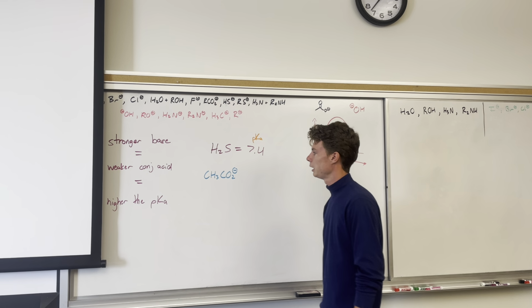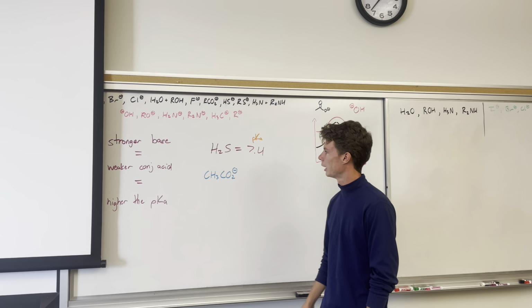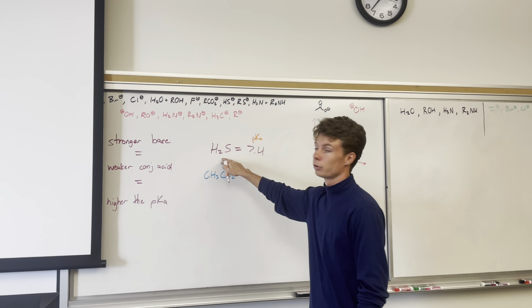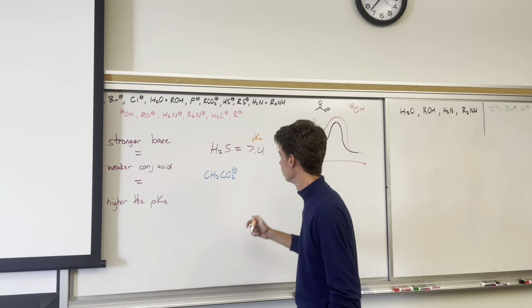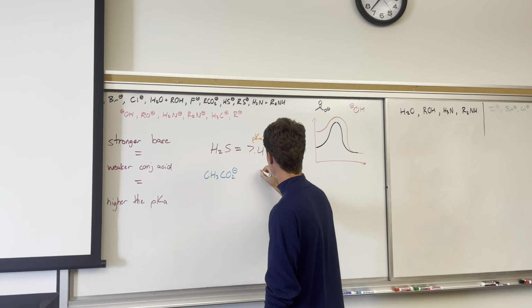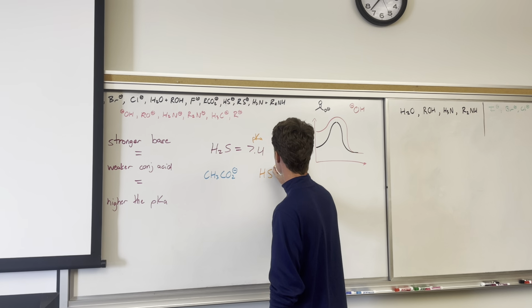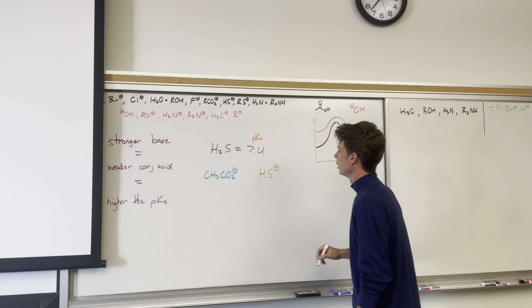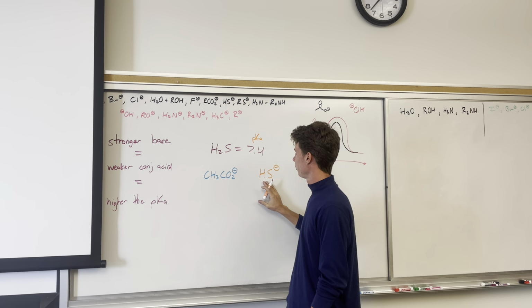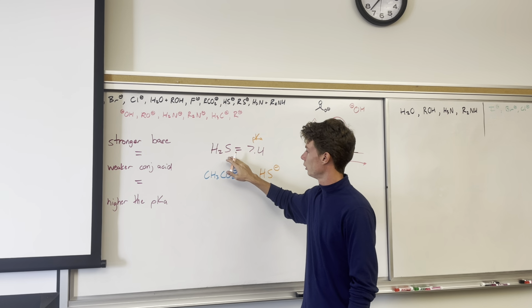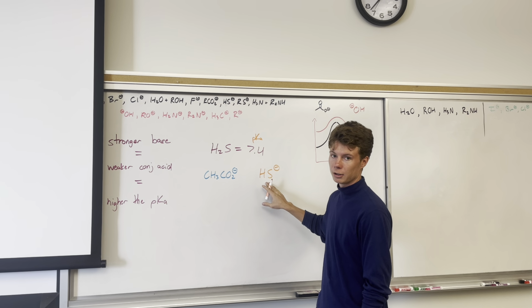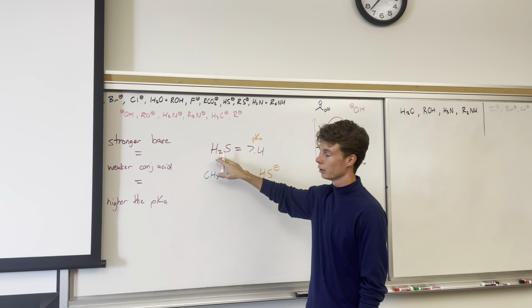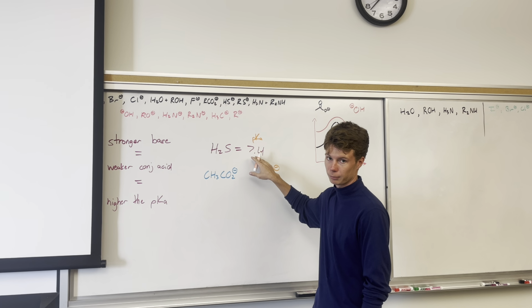Is it a stronger base than this? First, we have an acid, so let's make it a conjugate base first so we can compare these two. I would just remove a hydrogen, and I would get HS minus. The conjugate acid of this base is this here and it has a pKa of 7.4.